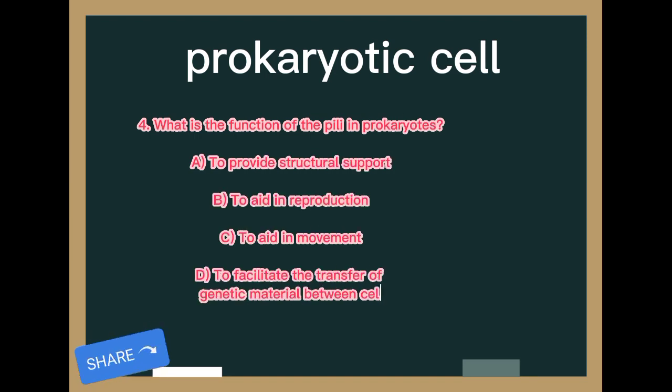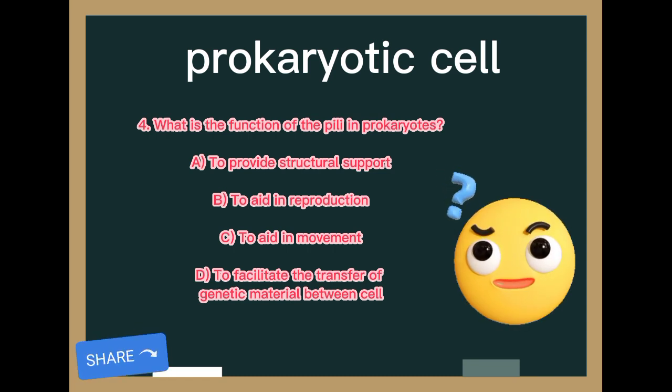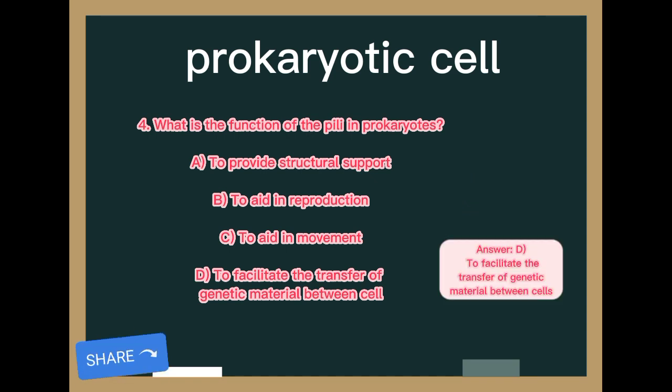4. What is the function of the pili in prokaryotes? A. To provide structural support. B. To aid in reproduction. C. To aid in movement. D. To facilitate the transfer of genetic material between cells. Answer: D. To facilitate the transfer of genetic material between cells.